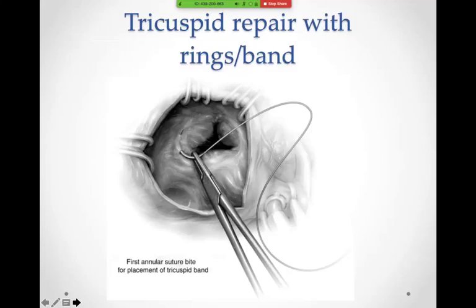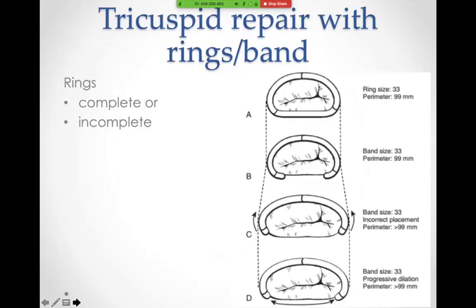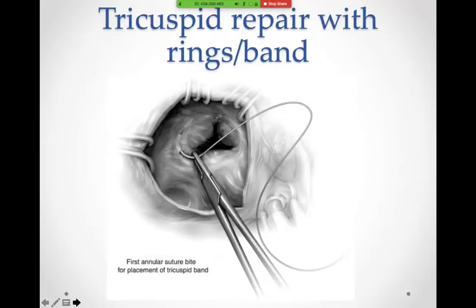Here, we are using a ring or a band, what we call the incomplete ring. That is the most effective way of repairing tricuspid functional regurgitation. Next slide, please. We can use a complete ring or an incomplete ring. Like I said, it is better to use an incomplete ring to prevent injury to the conduction bundle. Next slide, please. Next slide, please.